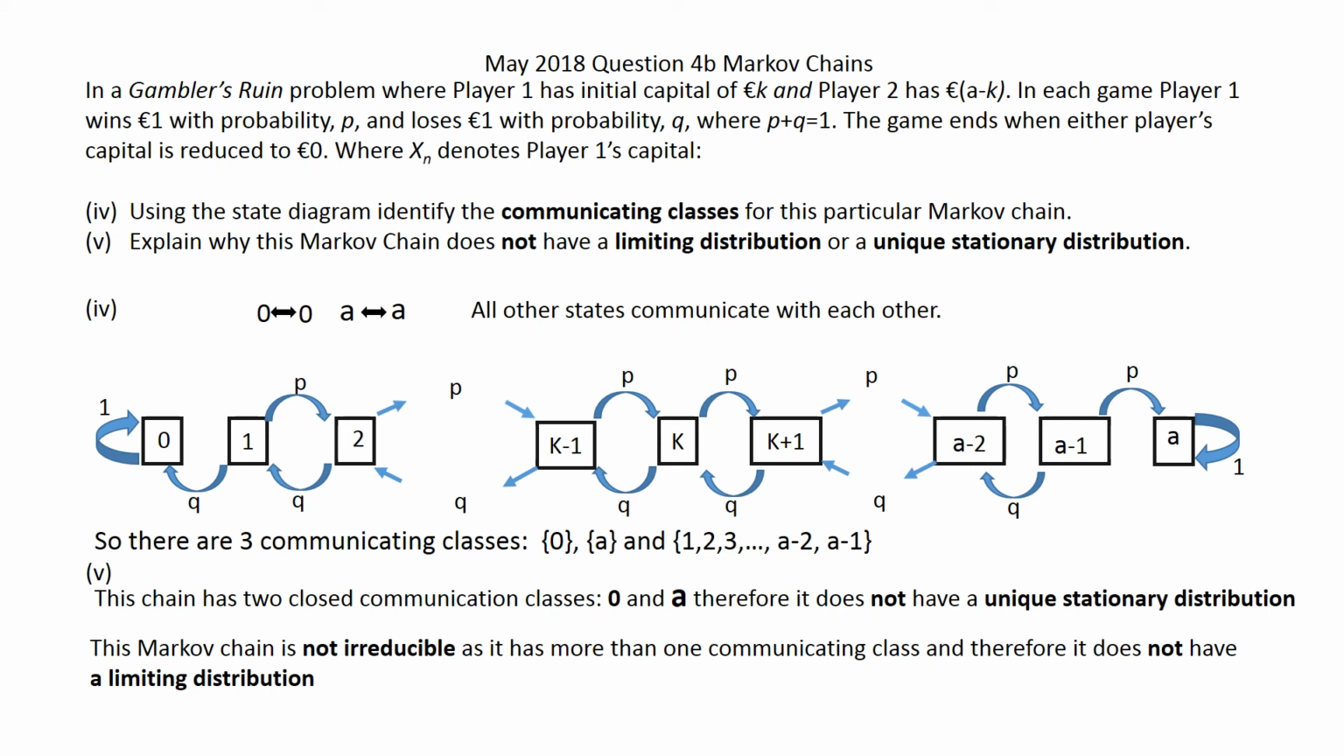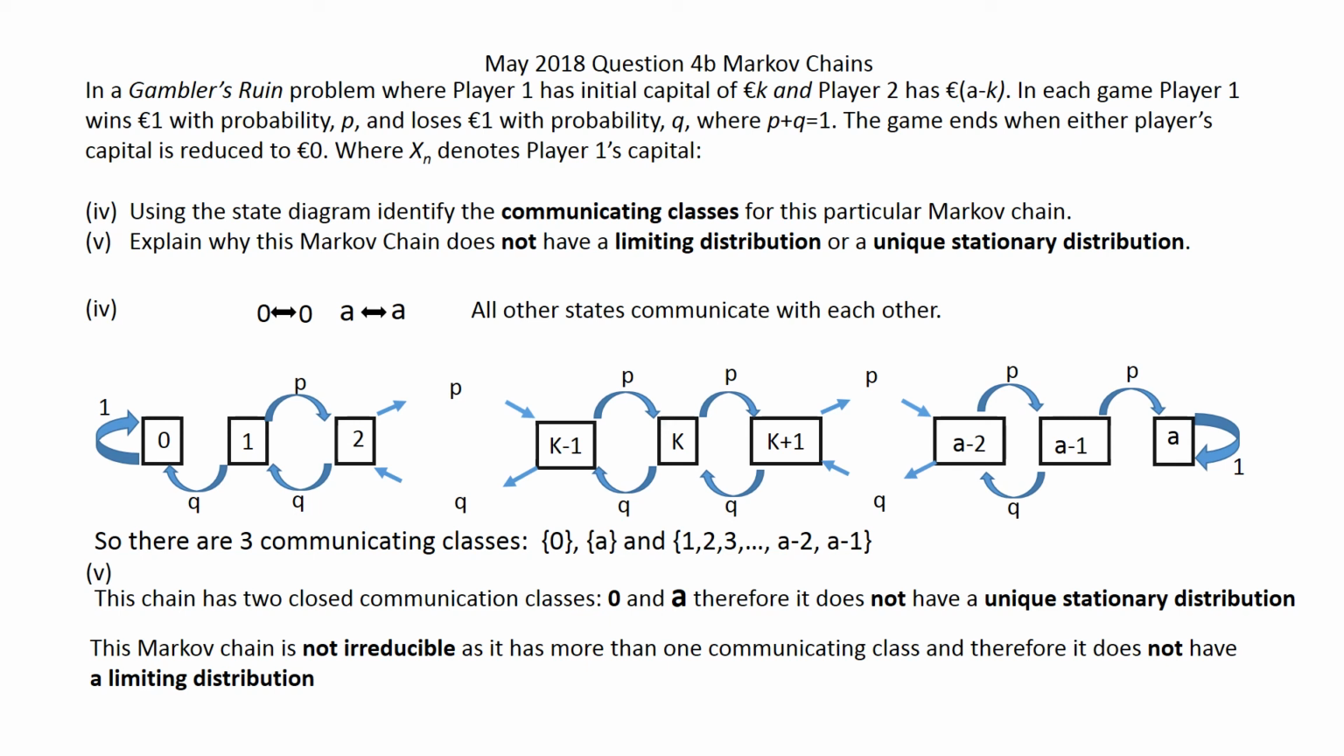Okay, so now the next part of the question is to use a state diagram to identify the communicating classes for this Markov chain. The communicating classes are where you have arrows going to and from in between two states. So they will have to be in both directions, from 1 to 2, for example, and then back from 2 to 1, or from k to k plus 1 and back from k plus 1 to k. So the arrows go in both directions, and that happens for all states 1, 2, 3, right up to A minus 1.